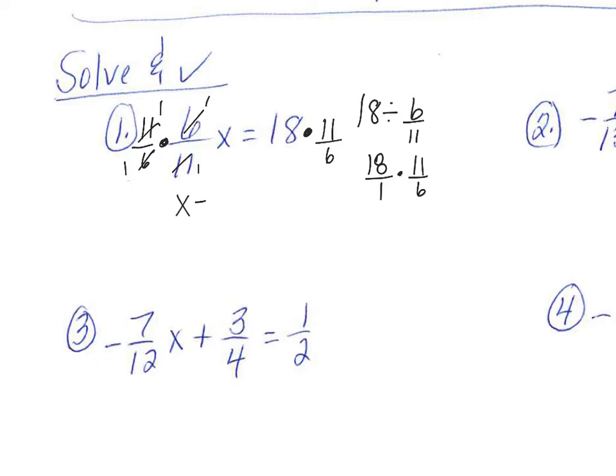We have x is equal to, now I can put 18 over 1. Cancel the 6. 6 becomes a 1. 18 becomes a 3. And 3 times 11 is?